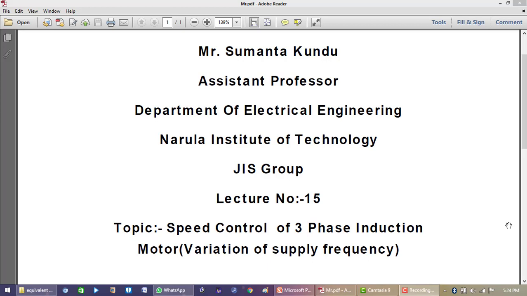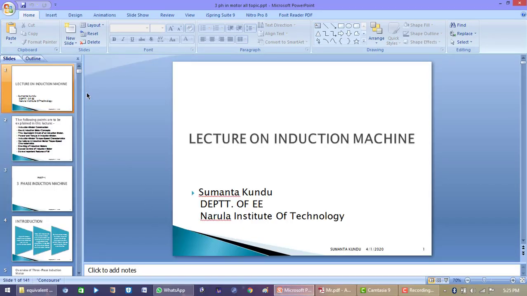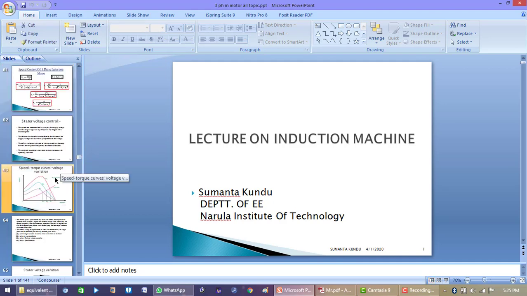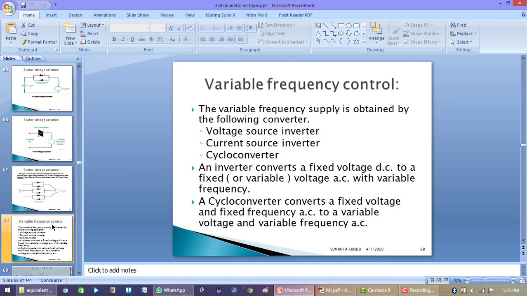So in lecture number 15 we are going to discuss speed control of a three-phase induction motor by changing the supply frequency. Now in our last class we discussed changing of speed by changing the stator voltage, and now we are going to discuss the variable frequency control.